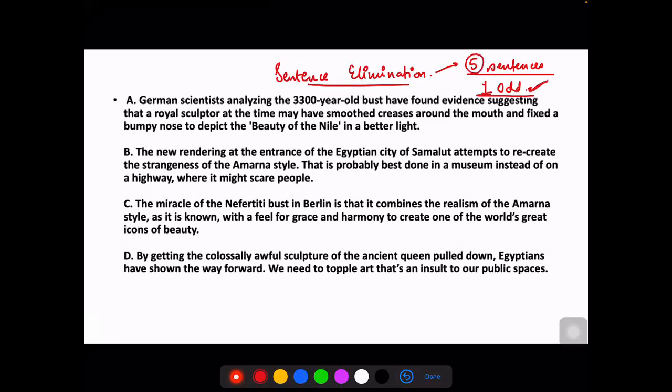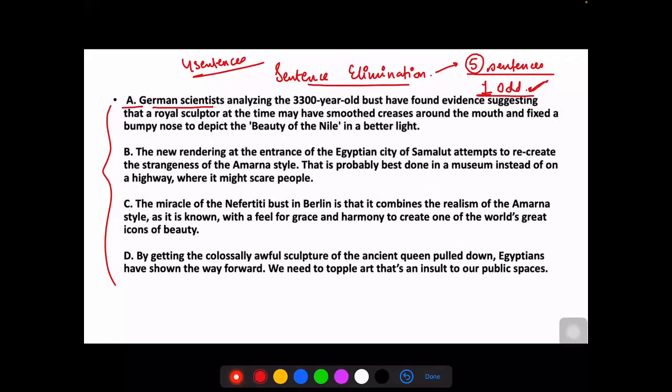Sometimes you'll get 5 sentences, sometimes you'll get 4 sentences. The example which is given in front of you has 4 sentences, and you have to eliminate 1 sentence out of all these sentences. So what we have to do is, I'll explain one example to you and then we'll do the practice exercises. All right. So let's start with the A option first.